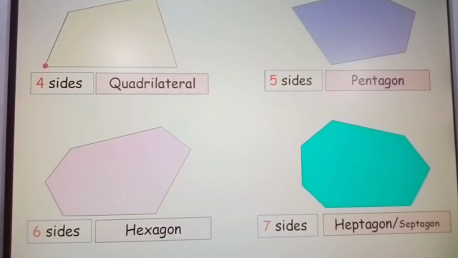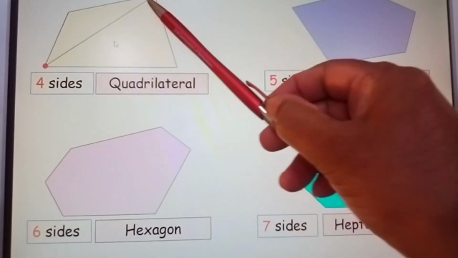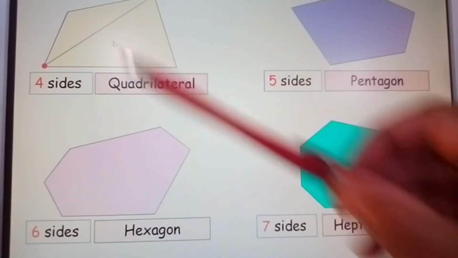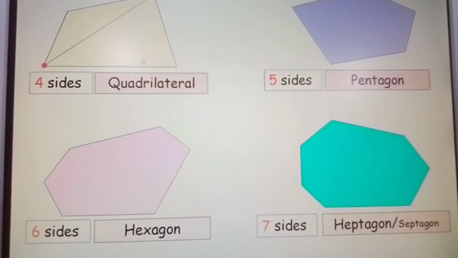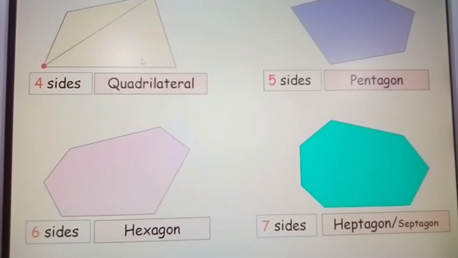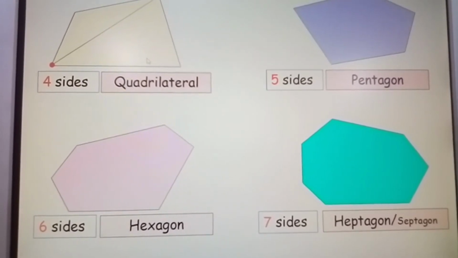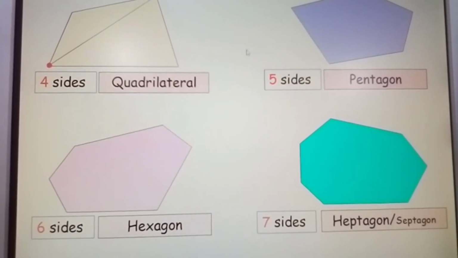Here, our first line is drawn here. That gives us how many triangles? That gives us 1 triangle, 2 triangles. And the question here is, how many degrees make up a triangle? Let's look at the next.